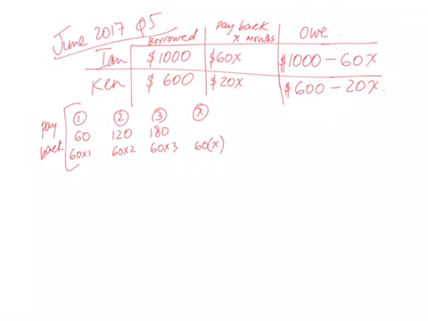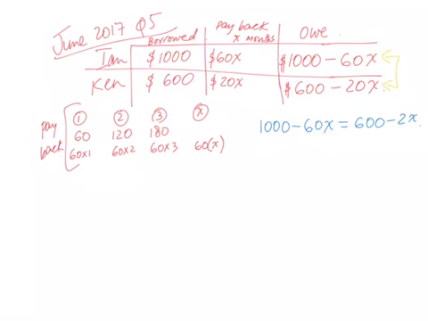Now we are asked to write an equation where they owe the same money. So that means these two are equal, right? So let's equate them. 1,000 minus 60x is equal to 600 minus 20x. So this is one of our equations. And then we are supposed to determine how many months it is when they are equal, right?